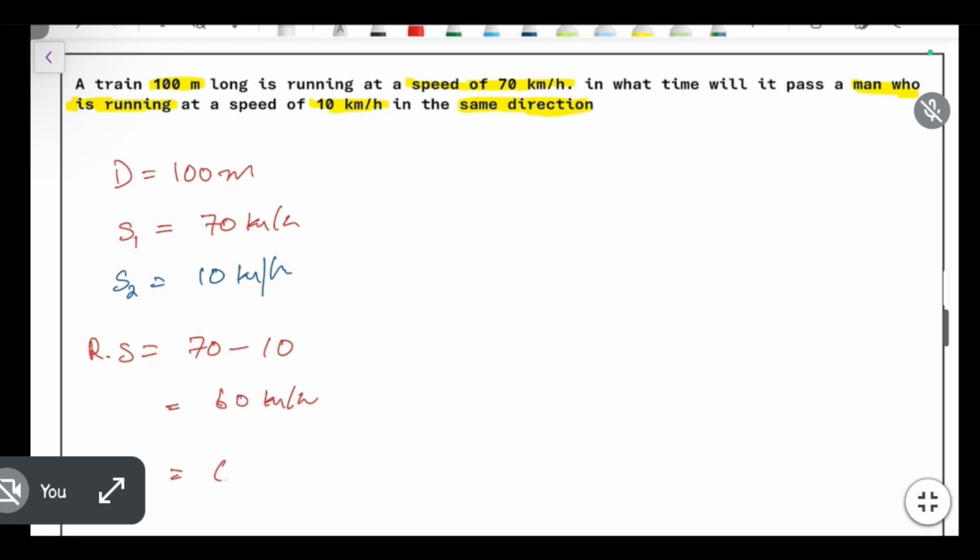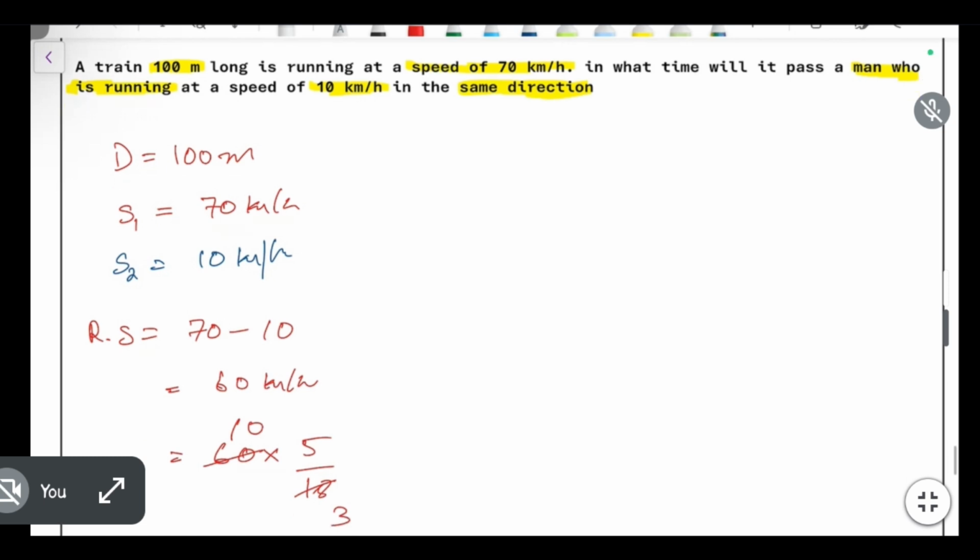So which means 60 into how much? 5 by 18. Shall I keep it this way? I'll just reduce it: 6 3s are 18, 6 10s are 60. So I'll have it as 50 divided by 3 meter per second. That is the relative speed.